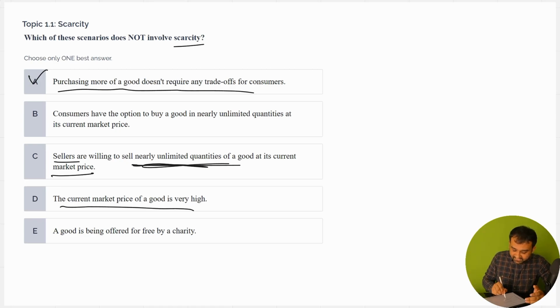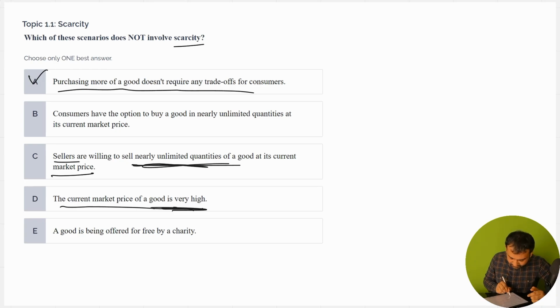So while a good's price can be high, when a consumer decides to buy that, they are giving up the chance to buy a bunch of other stuff. When a seller is deciding to produce that at the high market price, they're also deciding to forego some other things they could have produced. So scarcity does apply here, and the market price is not relevant.